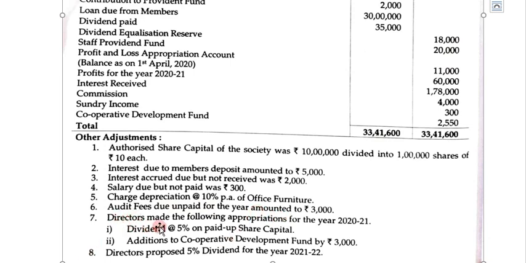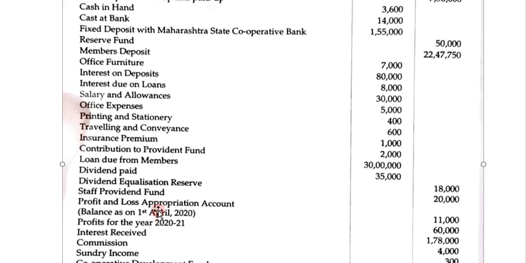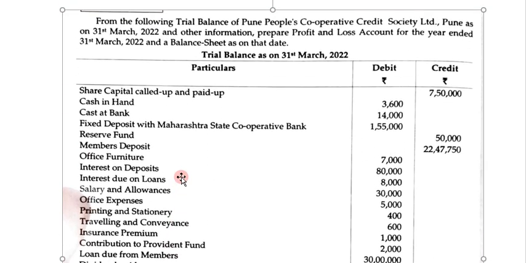Then directors made the following appropriation for the year 2021. First is dividend at 5% on paid up share capital. Second is addition to cooperative development fund rupees 3,000, and last is directors propose 5% dividend for the year 2021 to 22. So these are the adjustments, and above them is the trial balance of Pune People's Cooperative Credit Society.